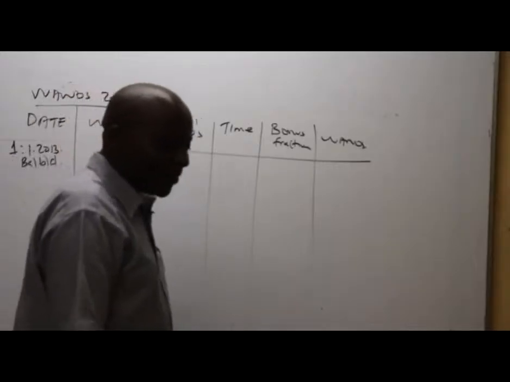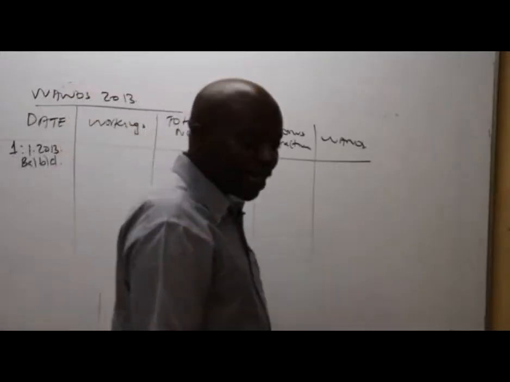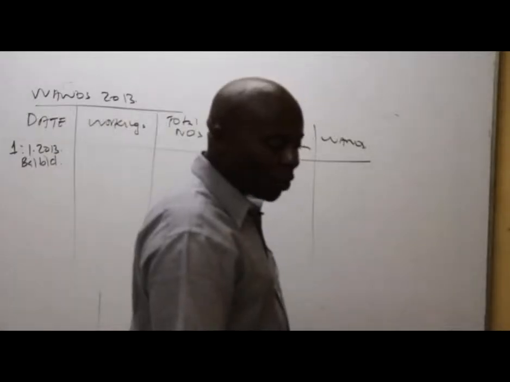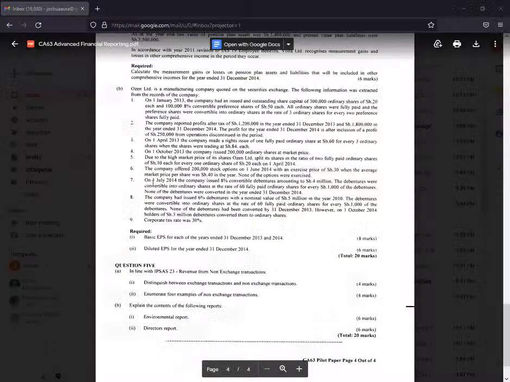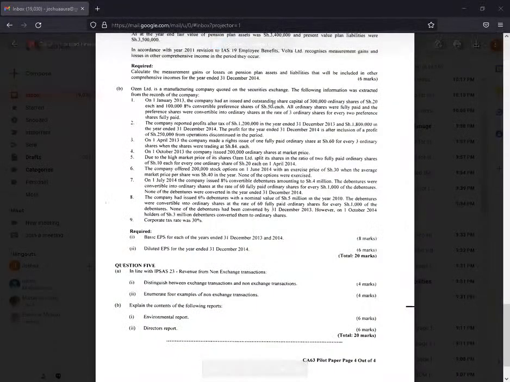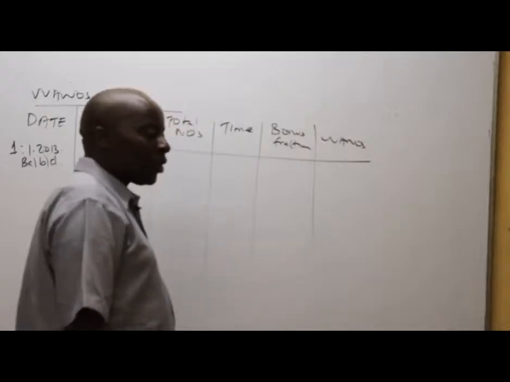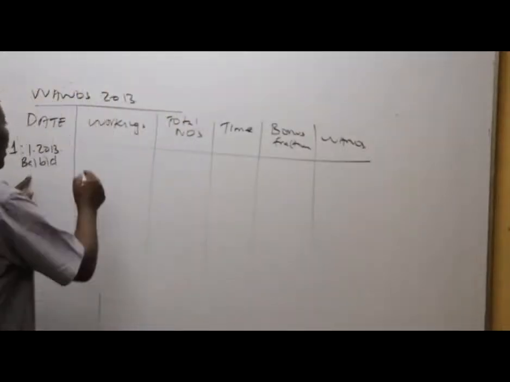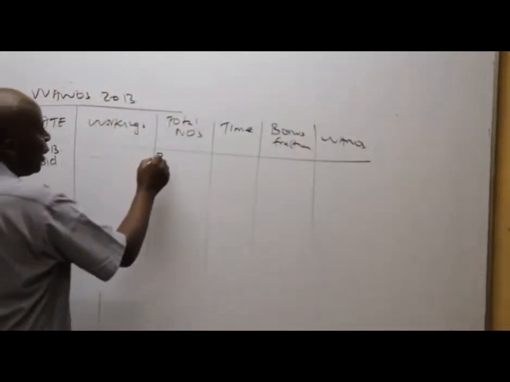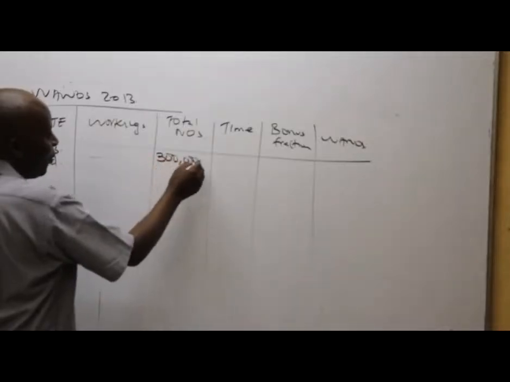300,000? Please don't bring preference shares here. Here we are only bringing a number of ordinary shares. So in this case, on 1st of January, the company had an issued and outstanding share capital of 300,000 ordinary shares. And please remember, we bring the number of ordinary shares. So in this case, the balance brought down is the total number that we began with, 300,000.